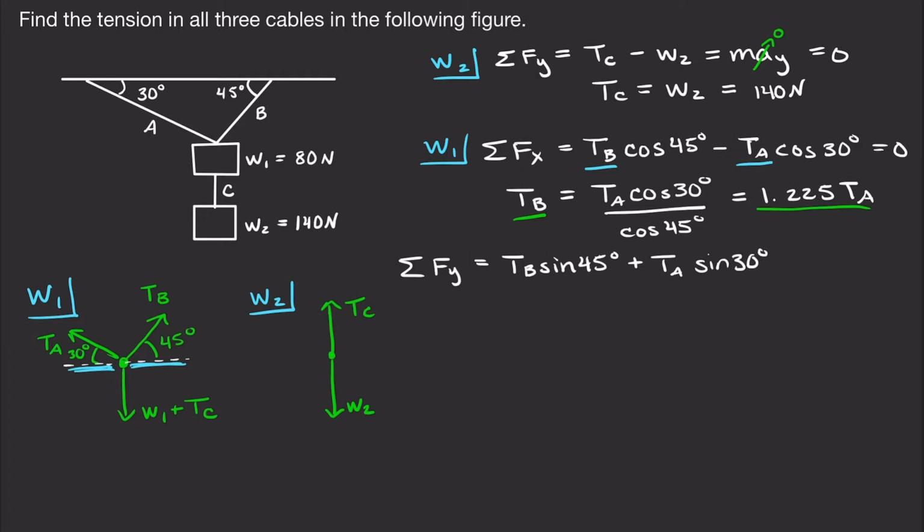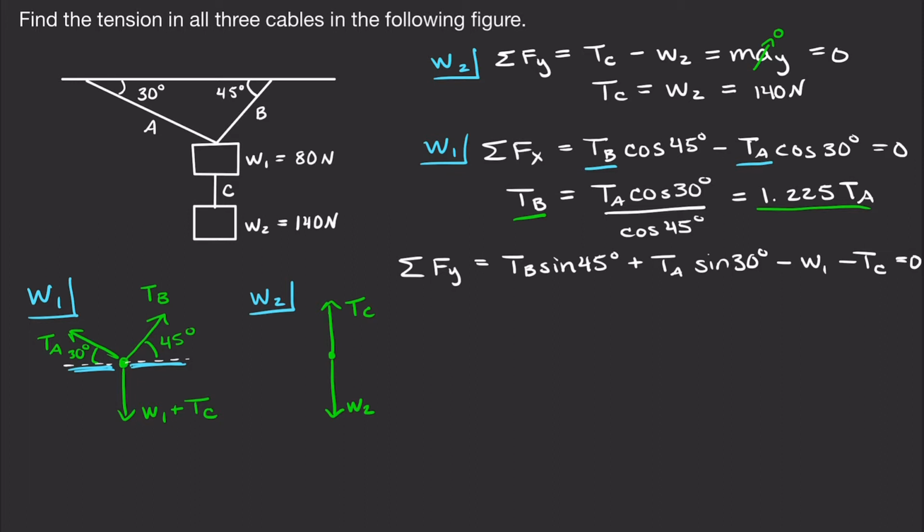And then my weight and tension in cable C are negative. So I know this is minus 80 newtons, or maybe I just write this as weight 1, minus TC for now. And just as I did with weight 2, the acceleration is going to be 0, so I'm going to set all that equal to 0.